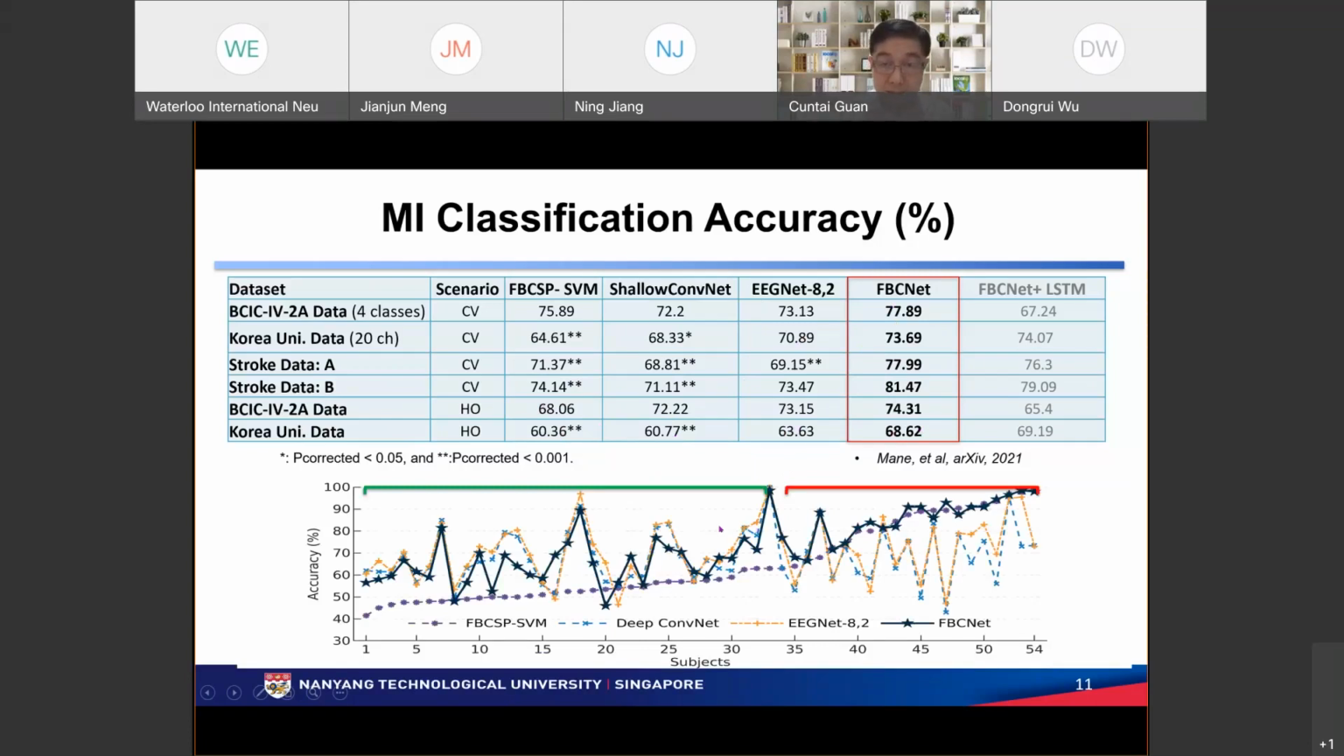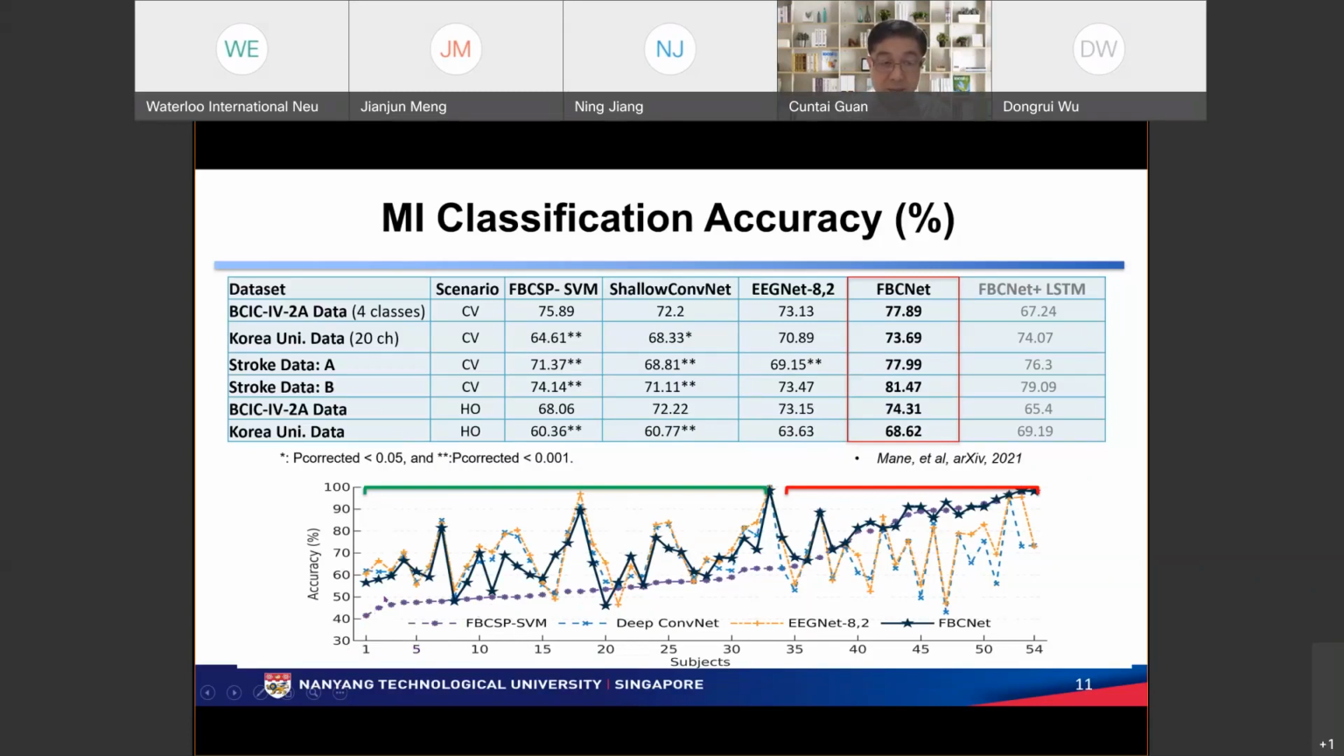So let me say this is a bit of a busy picture. Let me explain what it means. First, we get the accuracy of all 54 subjects. Then we sort based on FP-CSP as a baseline. We sort every subject according to their accuracy.